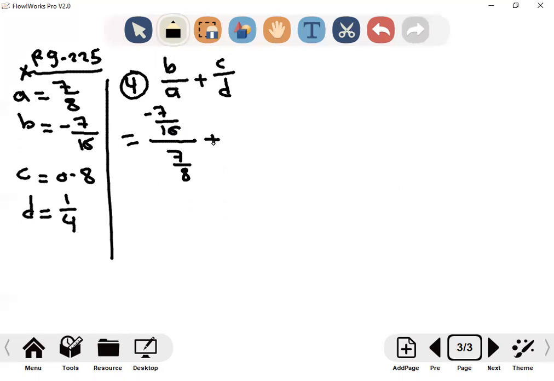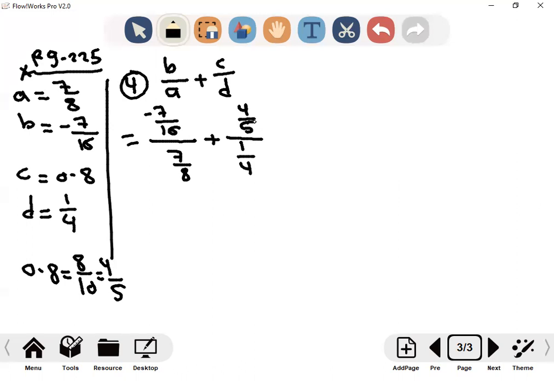Now the plus comes down. Now C is 0.8 over D, 1/4. All of them are fractions except 0.8. Turn it to a fraction and be done with it. It is 8/10, which means 4/5. So put it here, replace it with 4/5. Done? Did we understand?